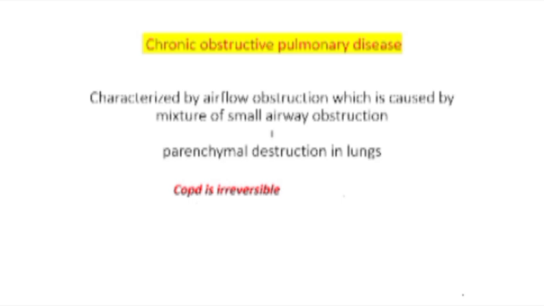Next, coming to the definition: COPD is characterized by airflow obstruction, which is caused by a mixture of small airways obstruction and parenchymal destruction in the lungs. You only have to remember two things. The main basic thing is that in COPD there is airflow obstruction. Why is this airflow obstruction happening? Because of two things: one is that the small airways are getting obstructed, and another is parenchymal destruction. Small airways obstruction relates to the bronchi and the bronchioles, and the other is the parenchyma. So both of these things lead to COPD.